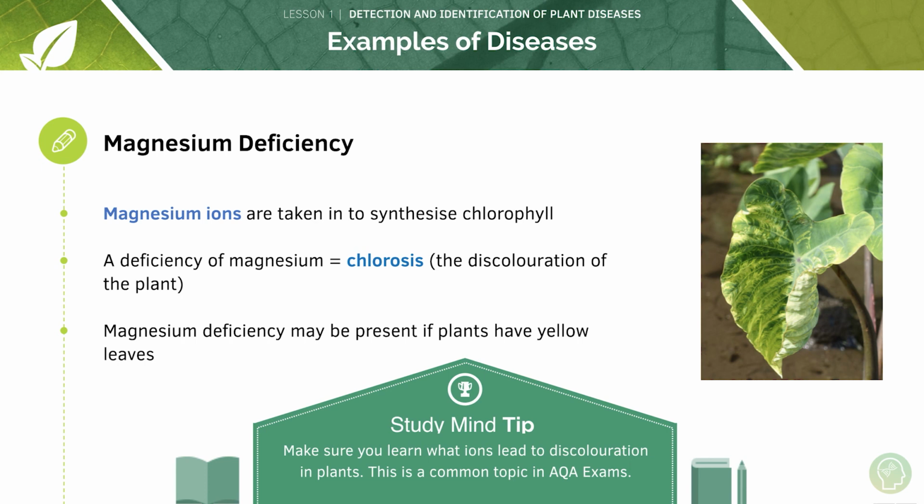So make sure you learn what ions lead to discoloration in plants. This is a really, really common topic, really easy marks, so just learn about your nitrate deficiency and your magnesium deficiency and make sure you know the key differences between the two.